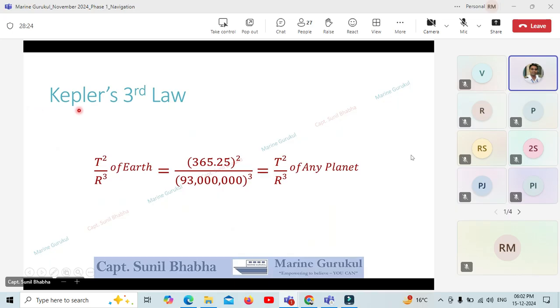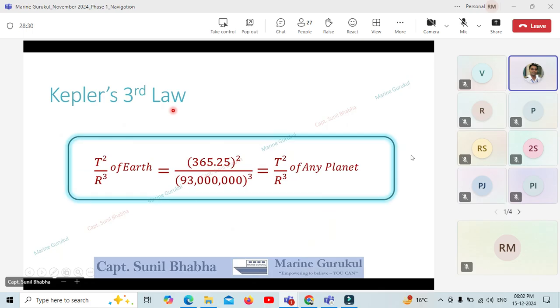Now, how can we utilize this relationship in the numerical questions? For using this relationship, we need to be aware of the orbital time, or the time Earth takes to complete one orbit around the Sun, and the orbital radius of the Earth. We know that the orbital time period of the Earth is 365.25 days, and the orbital radius of the Earth is 93 into 10 raised to power 6 miles.